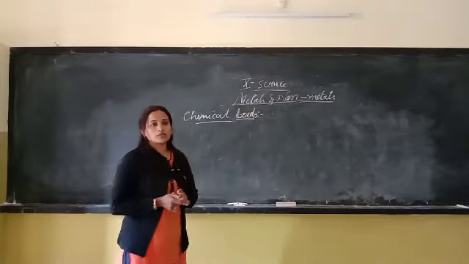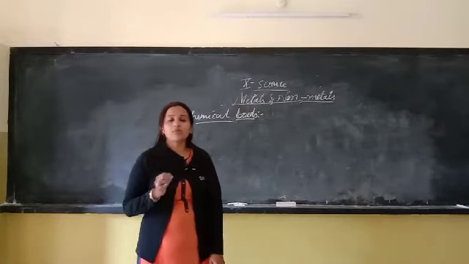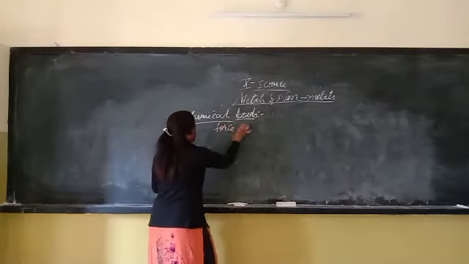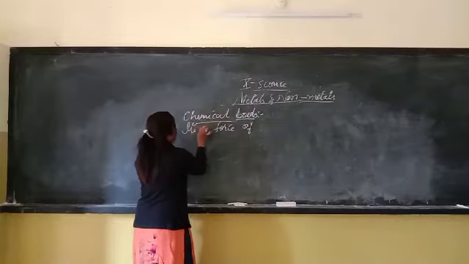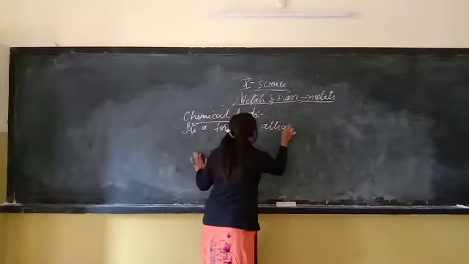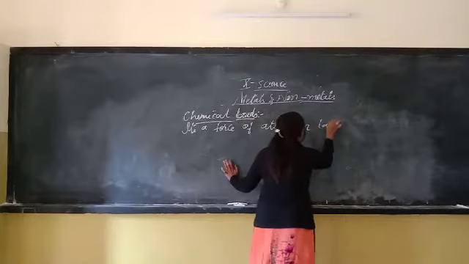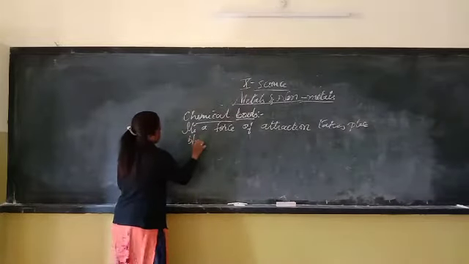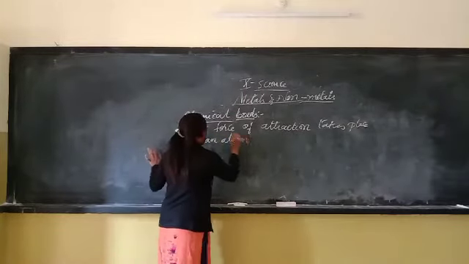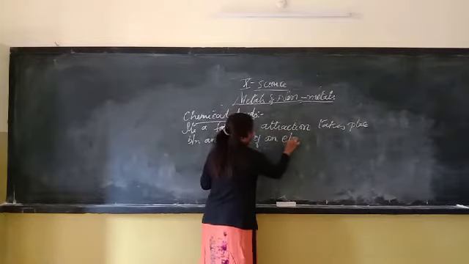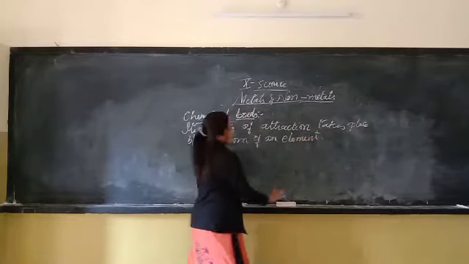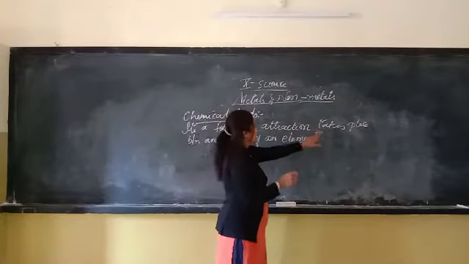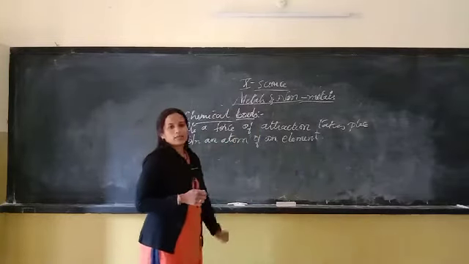We'll continue. What do you mean by chemical bonds? Chemical bonds are nothing but a force of attraction that takes place between an atom of an element. Okay, children? See, it is a force of attraction that takes place between an atom of an element.